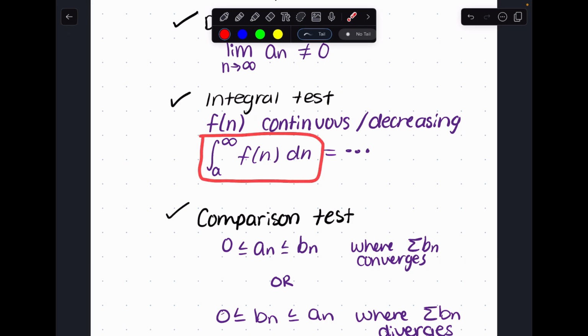Whatever happens to this integral, so long as you can compute this integral, whatever happens to the integral happens to the series. So if the integral converges, you get a finite number out, then the series converges. If the integral diverges, then the series diverges. The problems are just that you need to be able to evaluate this integral, and f needs to be a decreasing function.